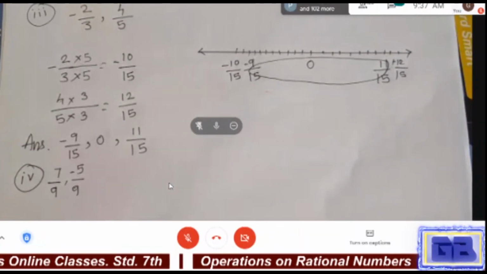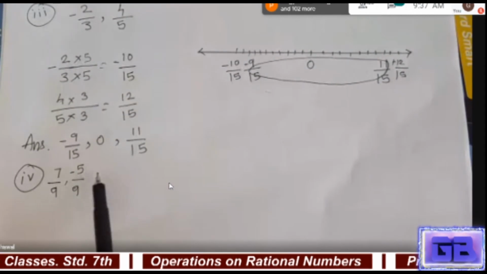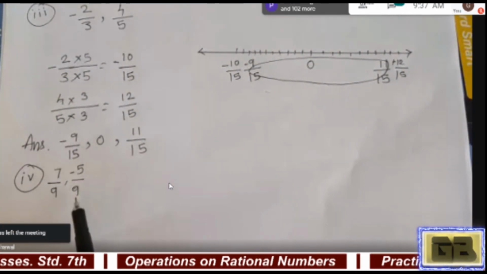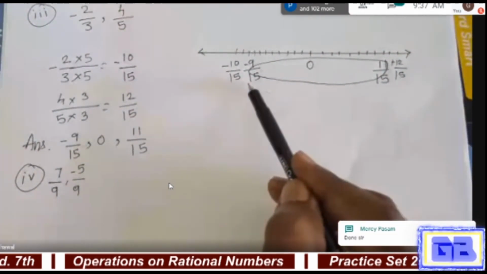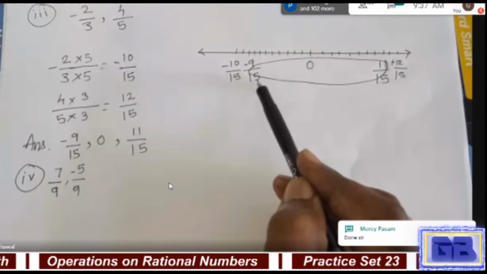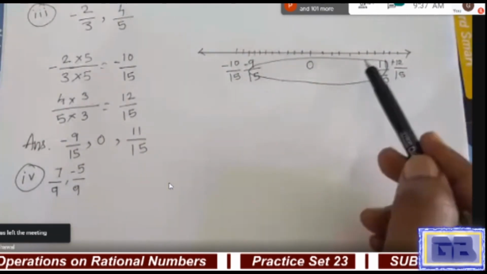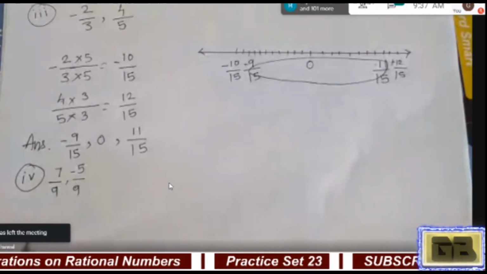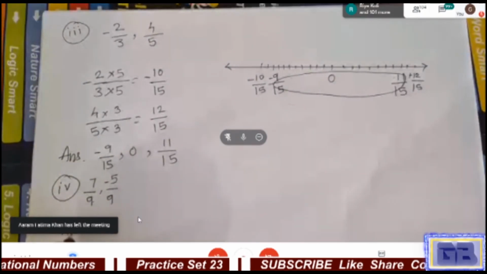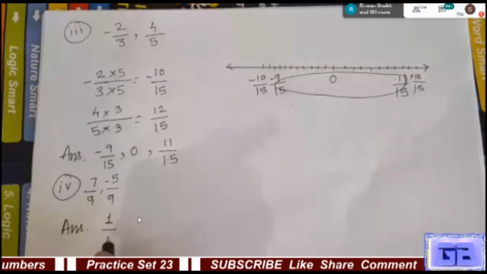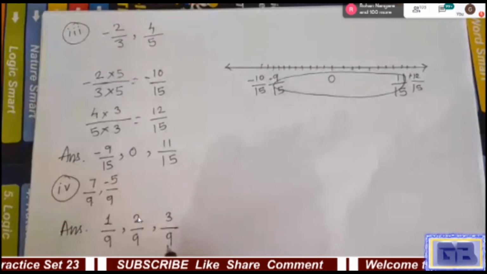Fourth sum, 7 by 9 comma negative 5 by 9. Again you see on the number line, this negative 5 by 9 will come to the left side here somewhere. Don't consider your 15, just consider the denominator is 9 and upper number is 5, here somewhere it will come, and 7 will come here somewhere in between. So many numbers you will get. And as denominators are equal, write down the answer. I will write 1 by 9, comma 2 by 9, comma 3 by 9.